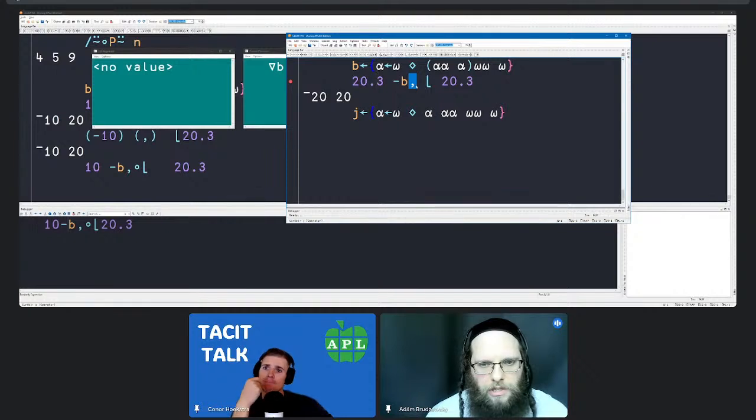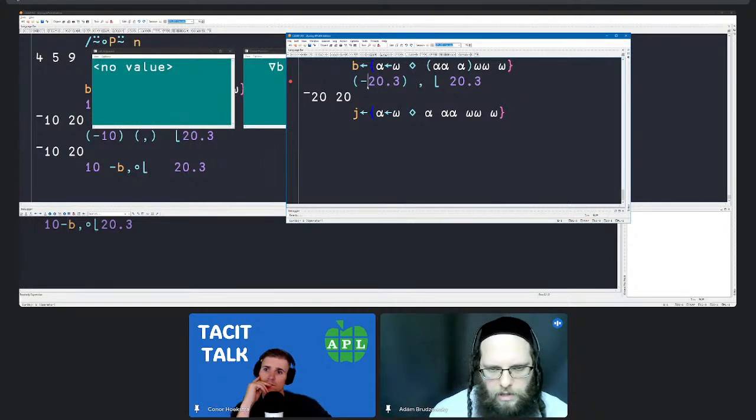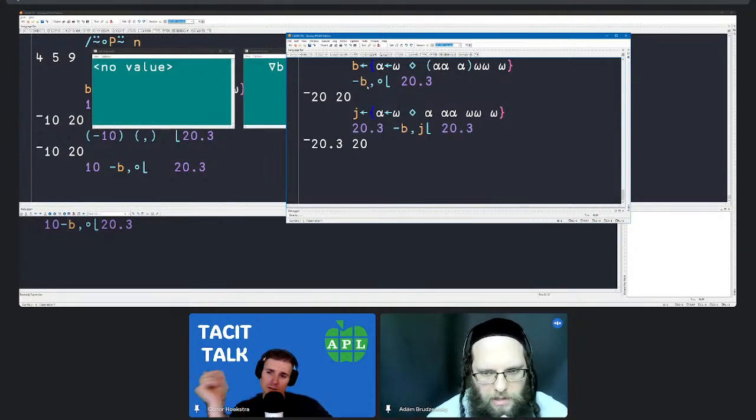And now it's just a concatenation where we negate the left argument. So we throw that over here behind here, and we end up with negative 20.3 followed by the floor of 20.3. So if I've done everything right, we should get negative 20.3, 20. So let's restore everything that we've been doing, so that we can actually test it for real. B, comma. Oh, we already have a comma there, and then we want the J. And yeah, looks like I predicted correctly what it's going to do.